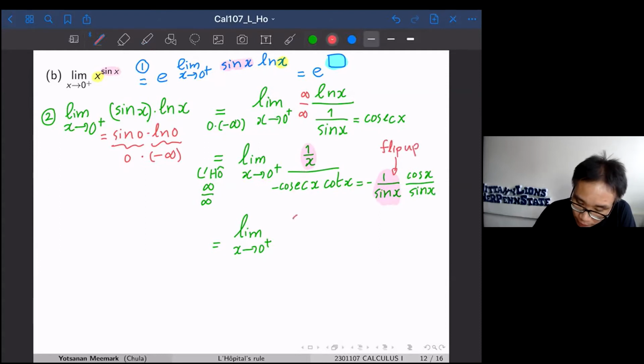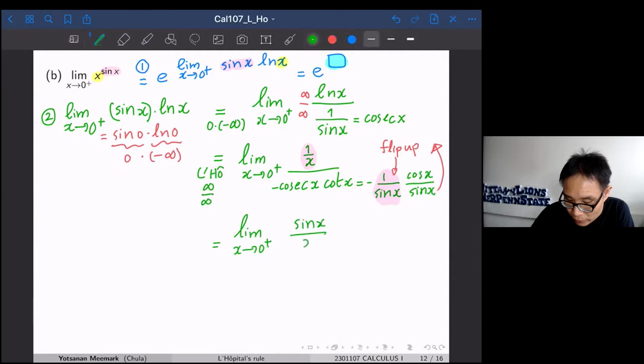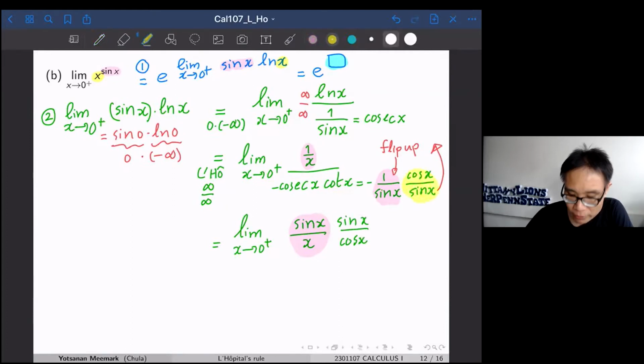So you would get sin x over x on top, and you'll be able to flip this guy up also. So you're gonna flip sin up on top. Let me write this one in this way. You have the green color, so you get sin x over x. This one is the pink one, and sin over cos will be on top. So it's going to be like this for the yellow one. You flip the yellow one up, and you flip the pink one up like this.